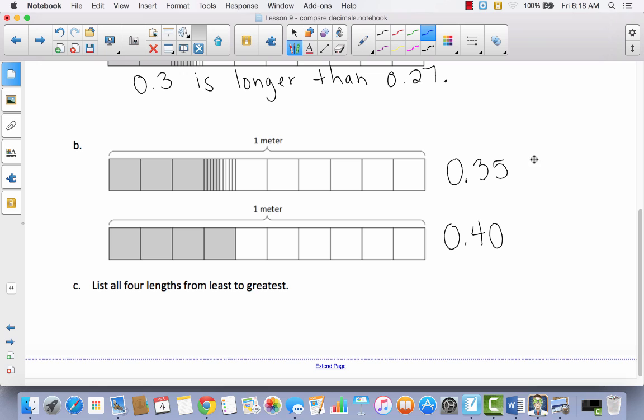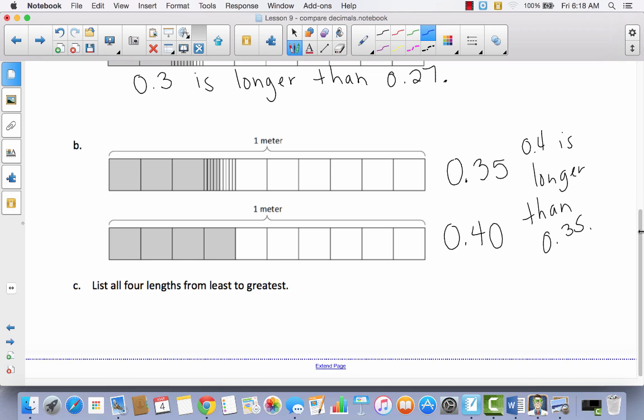So my sentence would be 4/10 is longer than 35 hundredths. It would be okay if you said 35 hundredths is shorter than 40 hundredths. It doesn't matter to me which one you put.